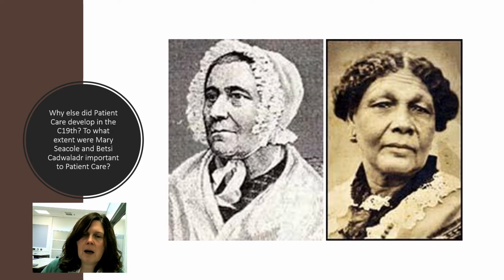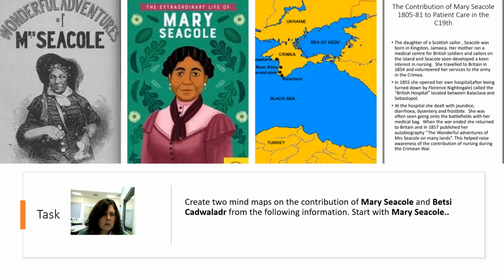And these two lovely ladies are called Mary Seacole and Betsy Cadwaladr, and that's who we're going to find out a little bit about today. Your main task today is to do two mind maps. You can do them on a page of your book, it's up to you.